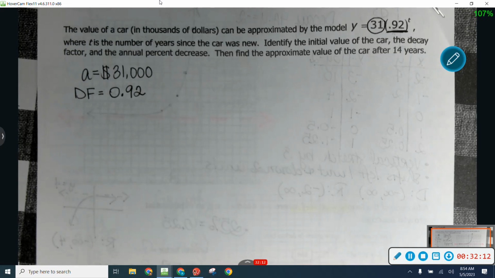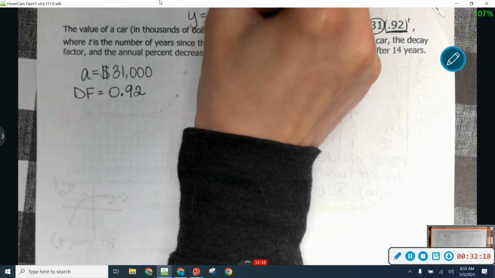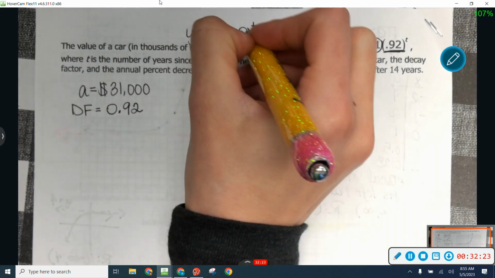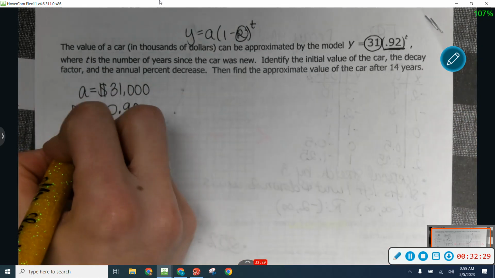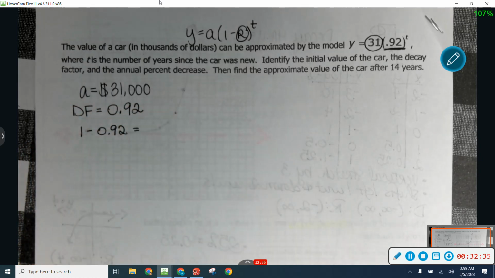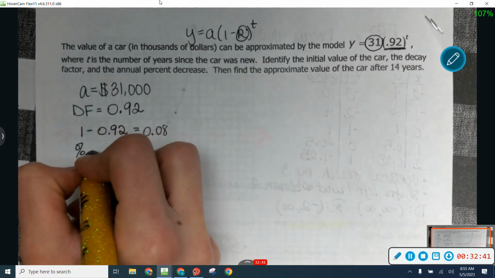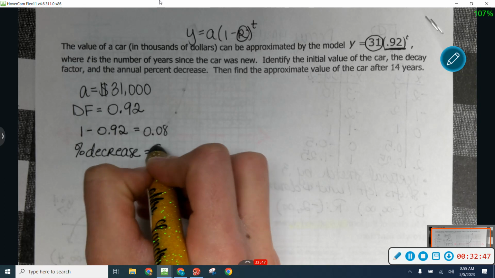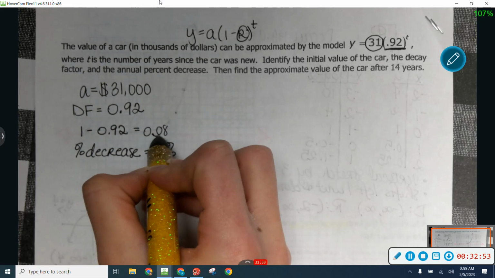Okay? Well, if I know my formula for a decay, it's y equals a times 1 minus r to the t power. Okay, well, my r is what makes it go above or below 1, right? So to find your r for a decay, all you have to do is 1 minus that growth factor, 0.92. That tells you how much it went below. Okay, that's going to give me 0.08, which as a decimal, my percent decrease as a percentage is going to be 8%. Because decimal to a percent, you go 2 places to the right.